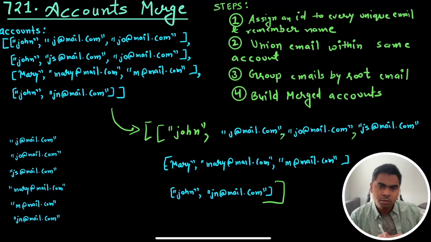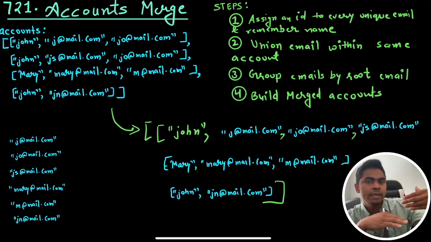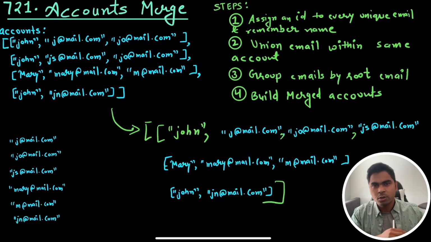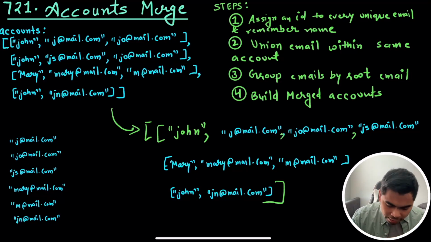We are merging some common accounts that shared emails, not the name, emails. The name, although it's going to be the same because it belongs to the same person, but we are not merging based on the name, we're merging based on the emails. Core of understanding the problem. Let's move on to how we are going to actually do it.